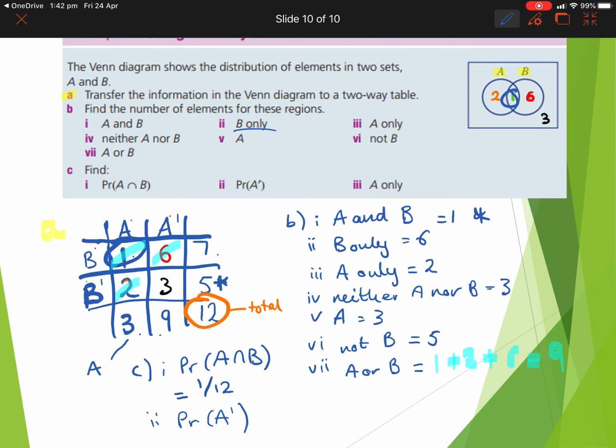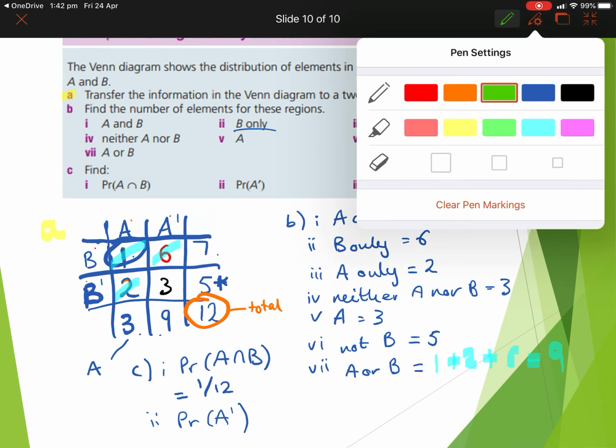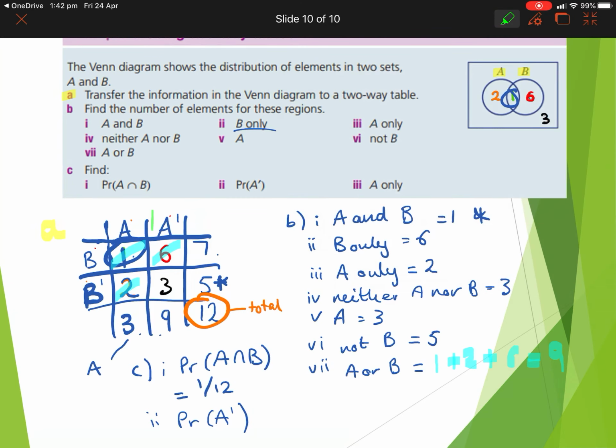Okay, the probability of not getting A. Okay, so how many is in not A? So we look over here. This is the not A bit. The total of that is 9. Okay, so that's going to be 9 out of 12 because there is 12 in total, which would simplify to 3 over 4. And yeah, we've already done A only, so that's it.